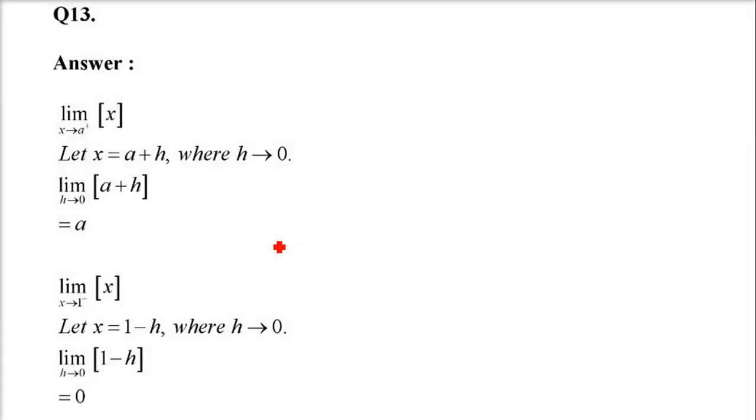Now we have question number 13. Prove that limit x tends to a plus of the greatest integer function x equals the same, on the right hand side we have a. So limit x tends to a of [x] equals [a] for all a belongs to R. I just missed writing limit x tends to a plus of the square bracket x, so you can just add it. And we have to prove that limit x tends to 1 minus of this square bracket equals 0.